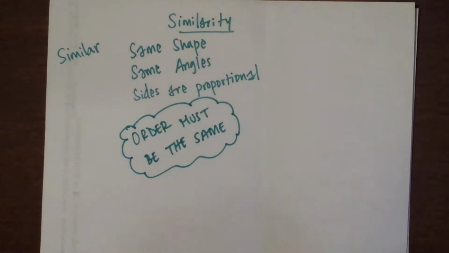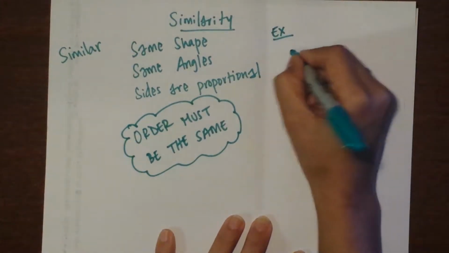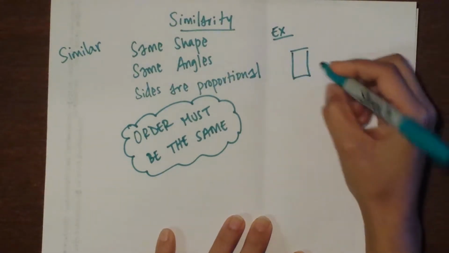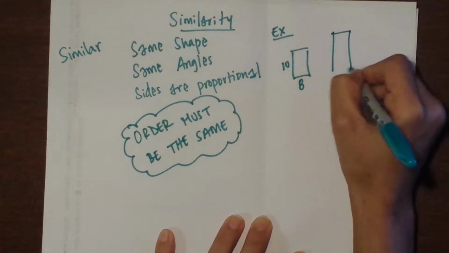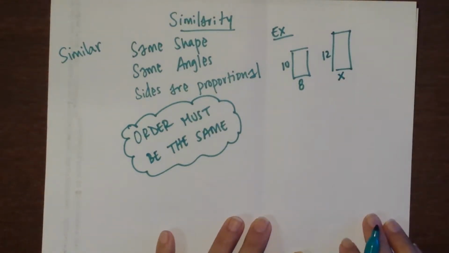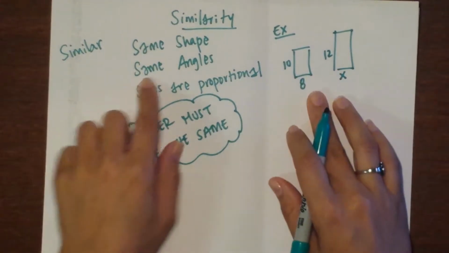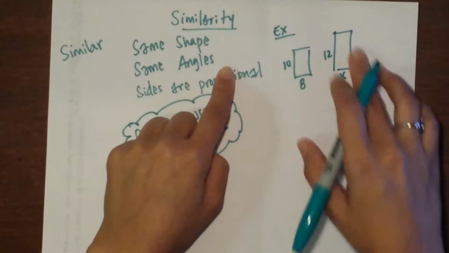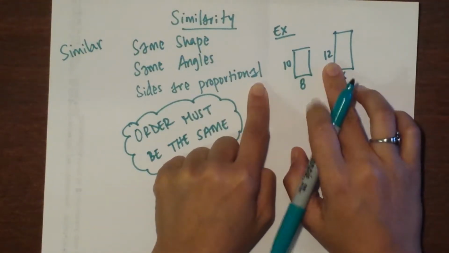So let's take a look at an example. Let's draw a little rectangle, make it 10 by 8, and draw a larger rectangle, make it 12 by X. Remember, similar means same shape, so they're both rectangles, same angles, they're all 90 degrees, but the sides are proportional because the sides are not equal. If the sides were equal, it would be congruent.